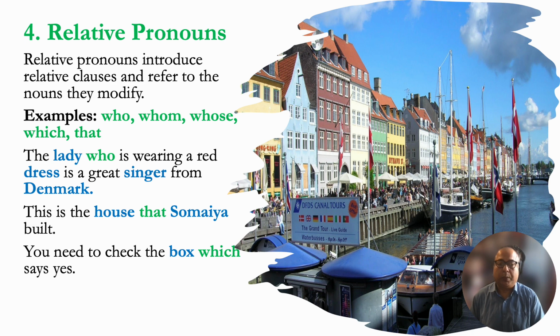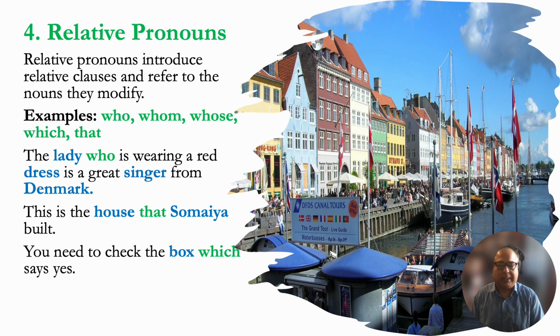They are usually who, whom, whose, which, that. Now, relative clauses are inserted in a main clause. The lady who is wearing a red dress is a great singer from Denmark. So the word who is a relative pronoun, and the relative clause is who is wearing a red dress. Because you could also say the lady is a great singer from Denmark.